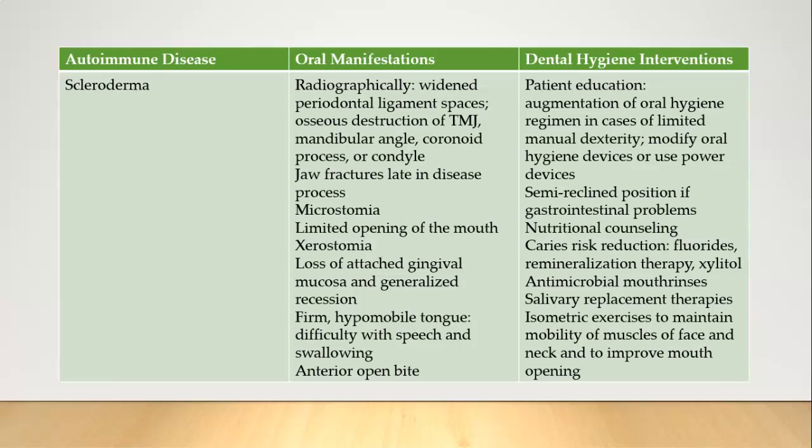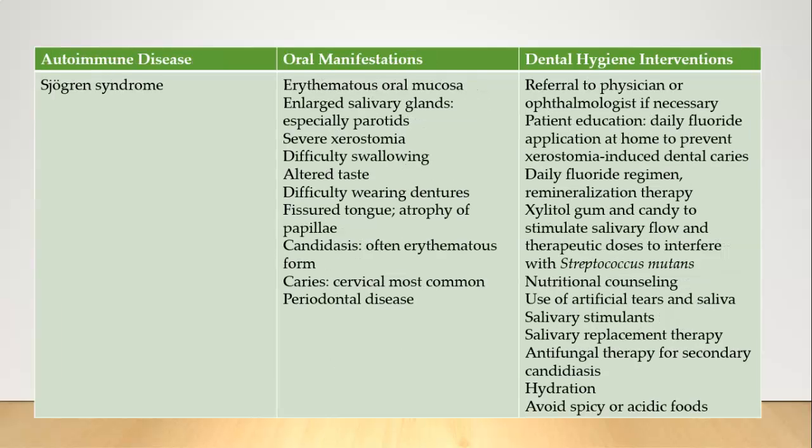Jaw fractures late in the disease, microstomia, limited opening of the mouth, xerostomia, loss of attached gingiva, gingival mucosa, and generalized recession. Firm mobile tongue, difficulty with speech and swallowing, and anterior open bite. And there were some interesting images of the scleroderma in the textbook as well.